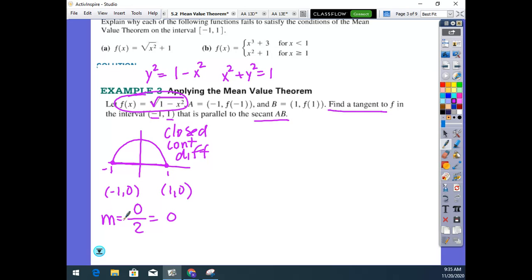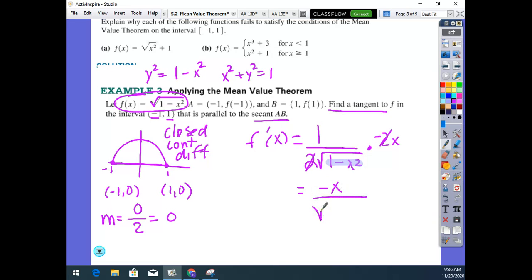Then we take the derivative of f of x. What's the derivative of the square root? 1 over 2 square roots times chain on the derivative of the inside, which is just negative 2x. The 2's cancel. I get negative x over the square root of 1 minus x squared. So this is my derivative.